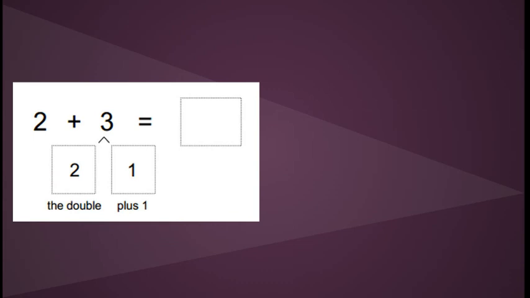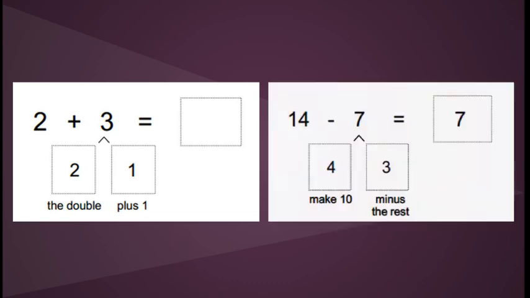So one way to do it is to take a double of a number and add 1. So if you didn't know that 2 plus 3 was 5, you knew that the double of 2 plus 1 is 3, plus the previous 2 would give you 5. In subtraction, 14 minus 7, you could use your doubles and see that the double of 7 is 14. If you didn't know this, you could also use the make 10 strategy. So if you have 14, you can make 10 by taking away 4, and then out of your 7, you have your number bond there. You minus 3, and you end up with 7 as your answer.